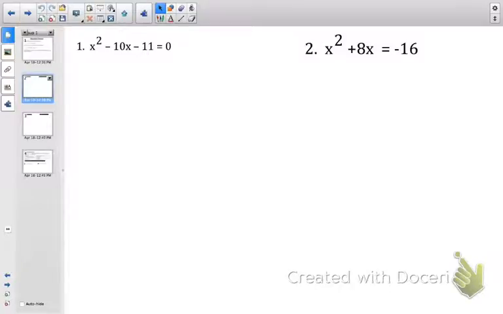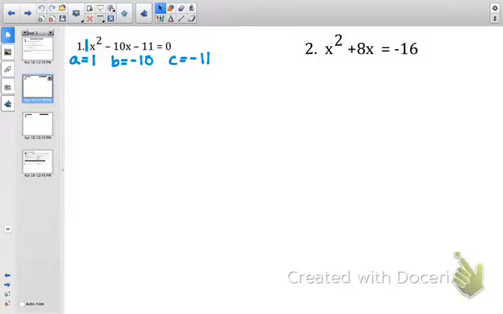That's very important. You cannot start the quadratic formula until 0 is on its own on the right side of the equation. Then let's identify what a, b, and c are. When x squared doesn't have a coefficient, that means the coefficient's 1. So a is 1, b is negative 10, and c is equal to negative 11.